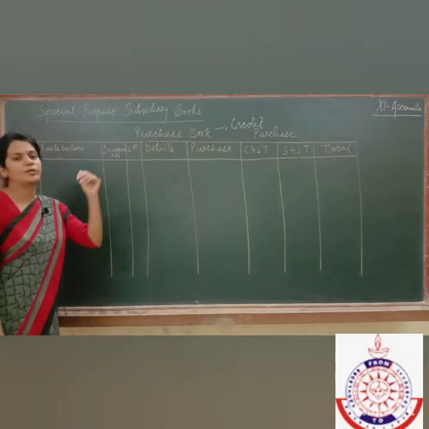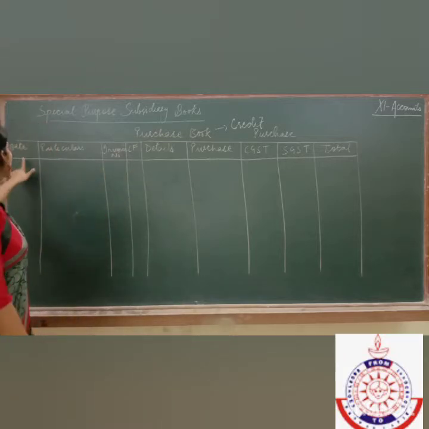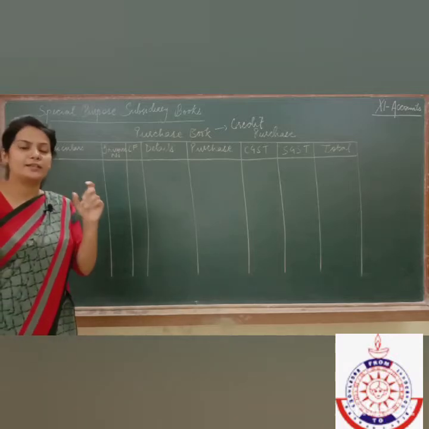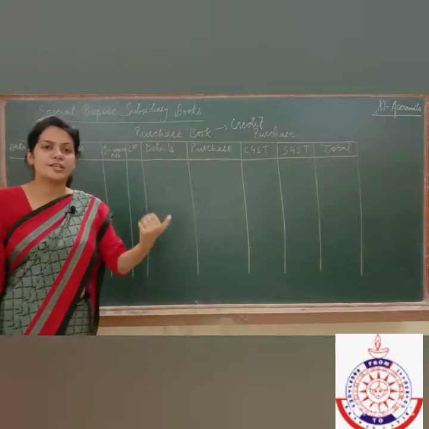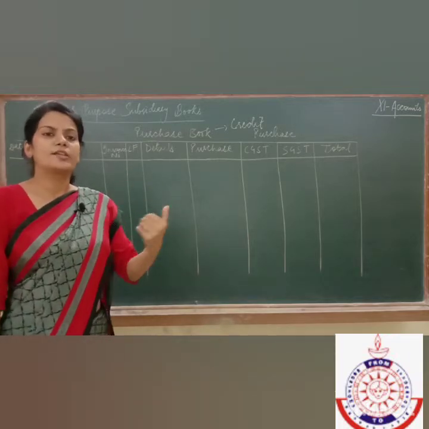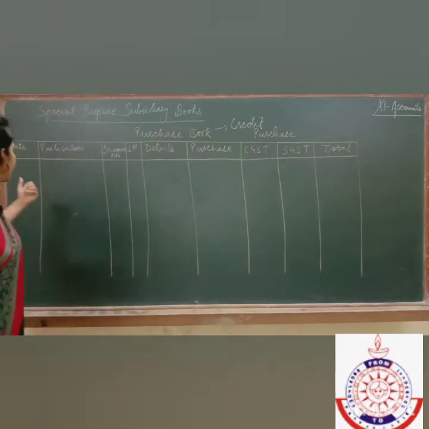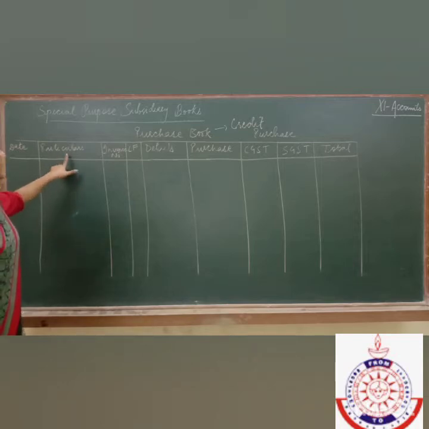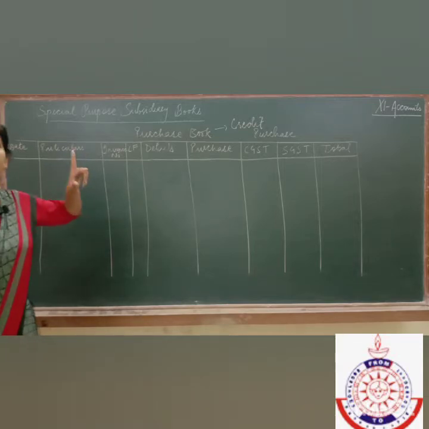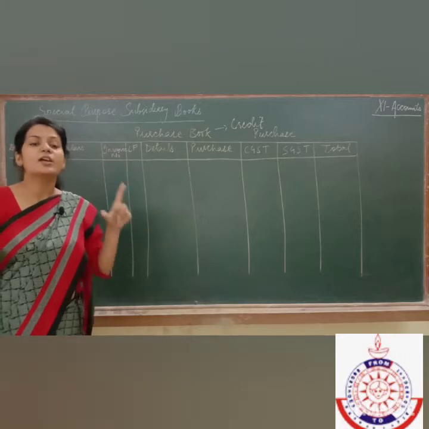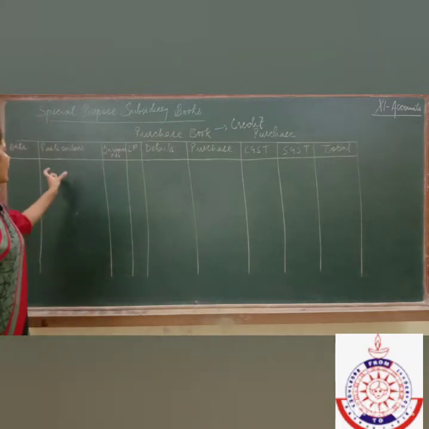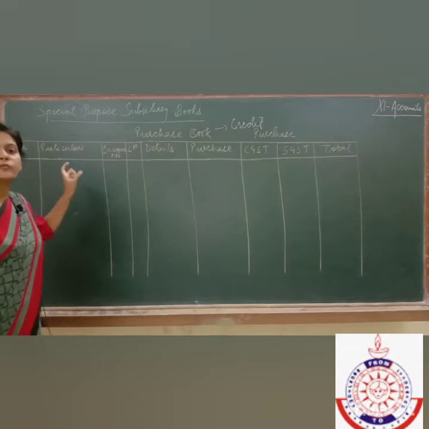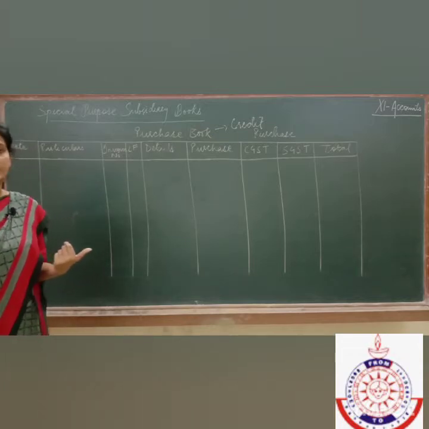Now look at the format of the purchase book. First column is date. Means you have to write the date on which the transaction took place. It means suppose you have purchased goods from somebody on credit on 10th of June, then you have to write that date itself. Particulars here means you are going to write the name of the supplier from whom you have purchased the goods on credit. And apart from the name, you are going to write what all things you have purchased.